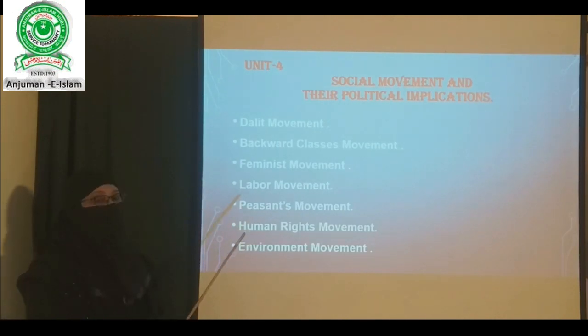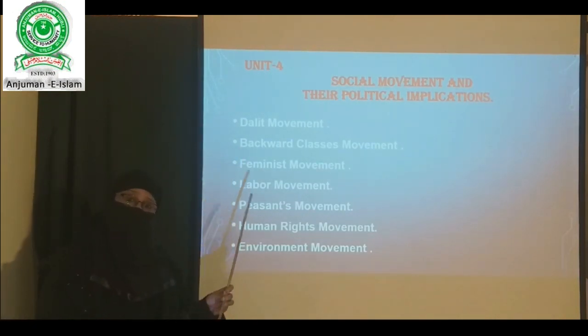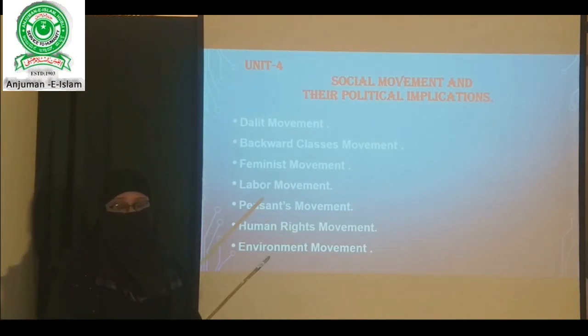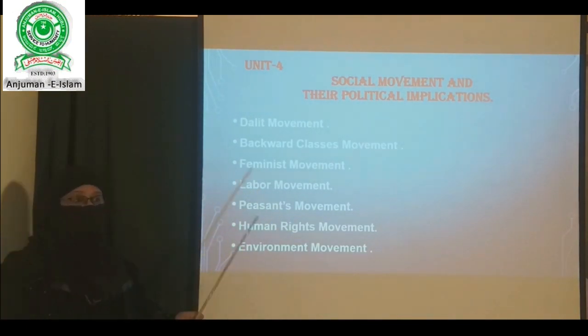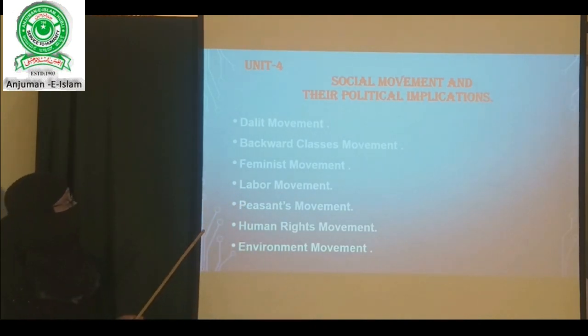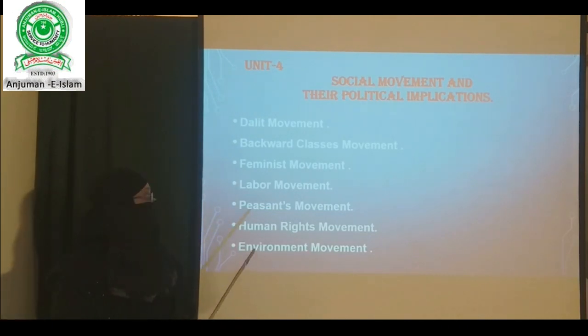Students, the learning objectives of these social movements are: why these movements took place, what are the outcomes of these social movements, and what are the constitutional provisions to overcome these particular social issues and to appreciate and encourage the outcomes of social movements in different sections of society.